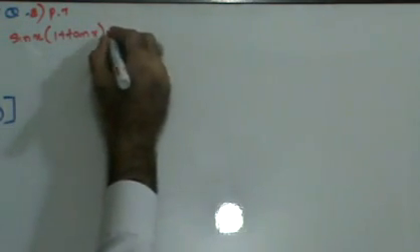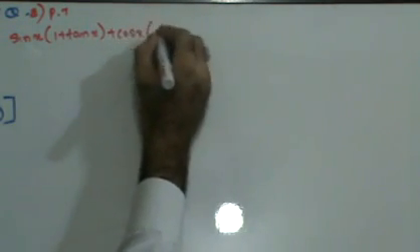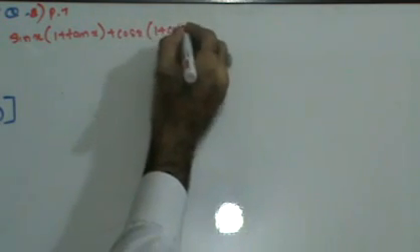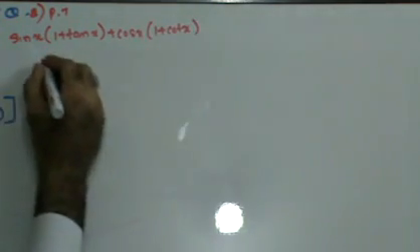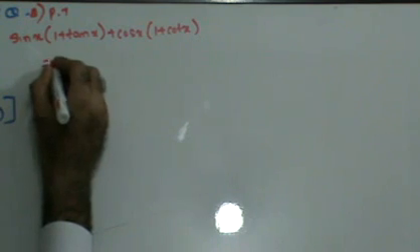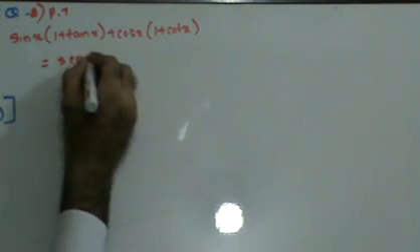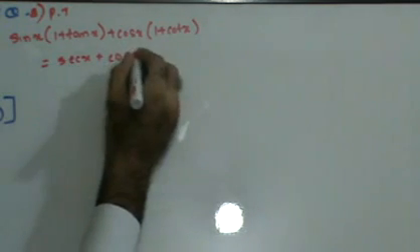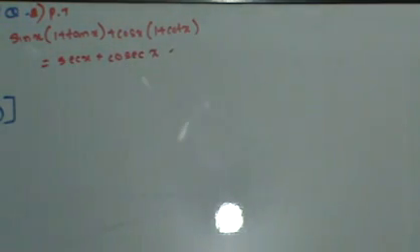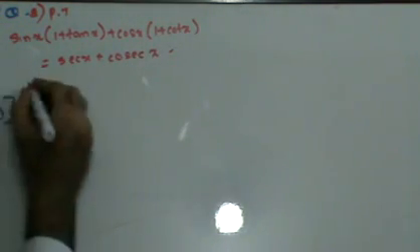Right, can you see another sum, please? Prove that sin x into 1 plus tan x plus cos x into 1 plus cot x is equal to sec x plus cosec x. Right, let's see how do we do this.